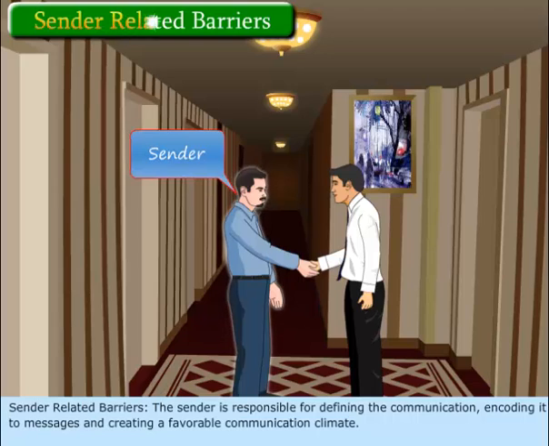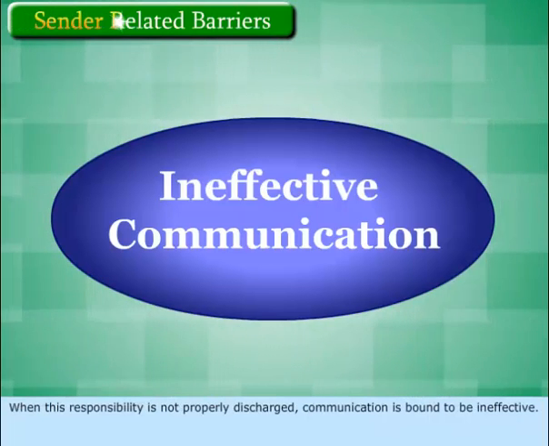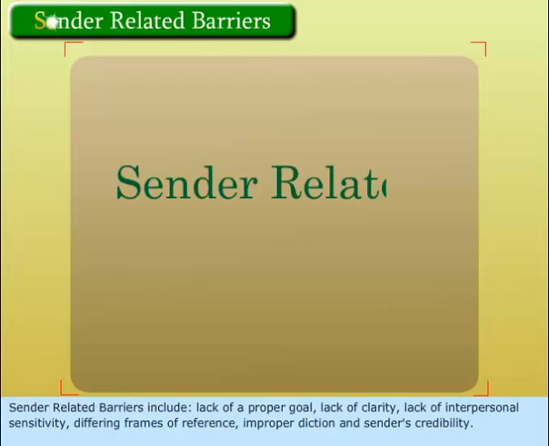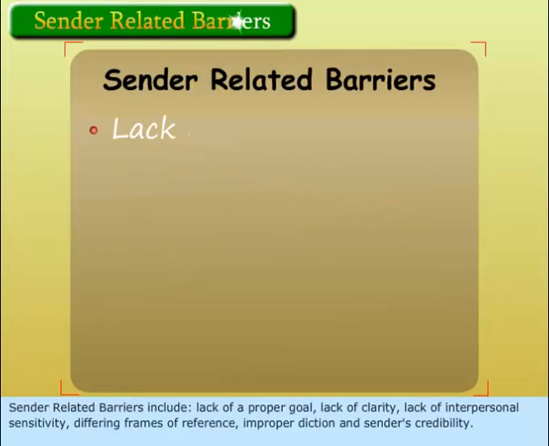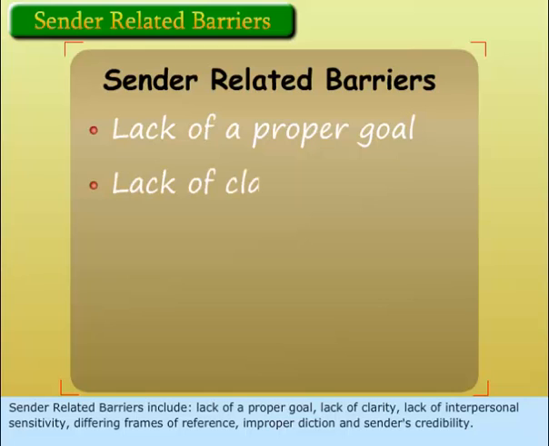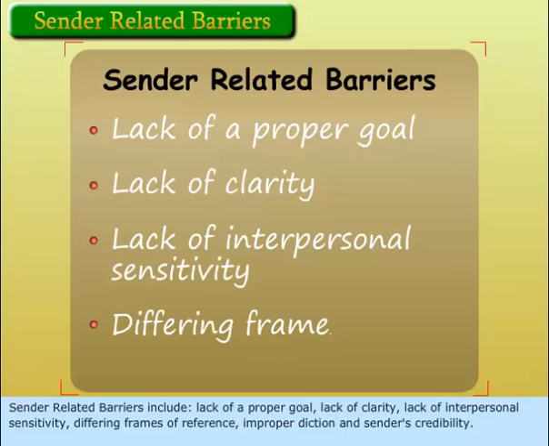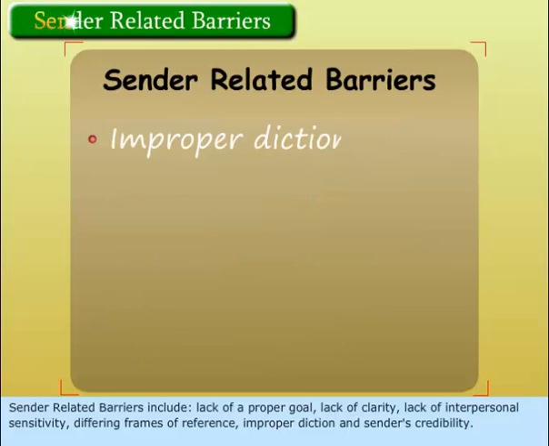Sender-related barriers. The sender is responsible for defining the communication, encoding it to messages, and creating a favorable communication climate. When this responsibility is not properly discharged, communication is bound to be ineffective. Sender-related barriers include lack of a proper goal, lack of clarity, lack of interpersonal sensitivity, differing frames of reference, improper diction, and sender's credibility.